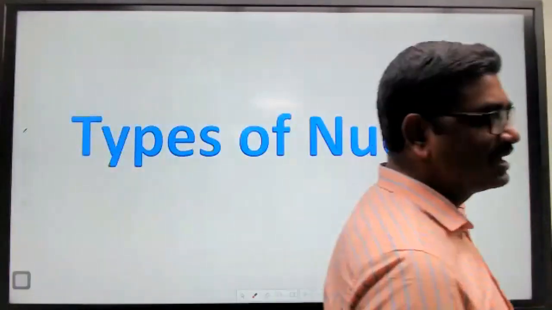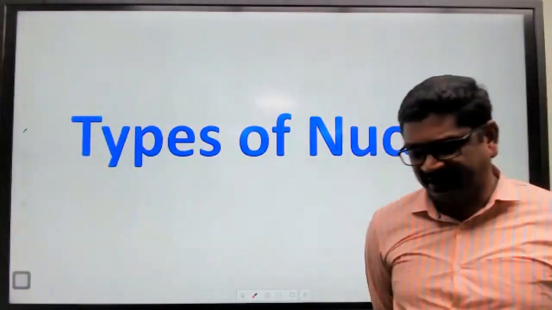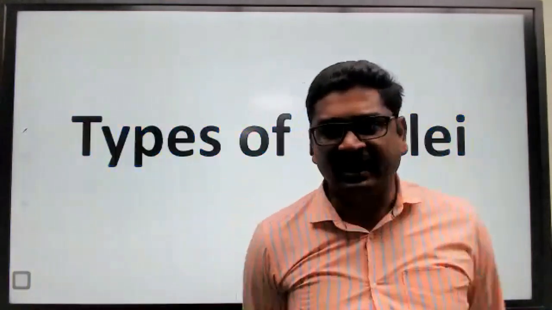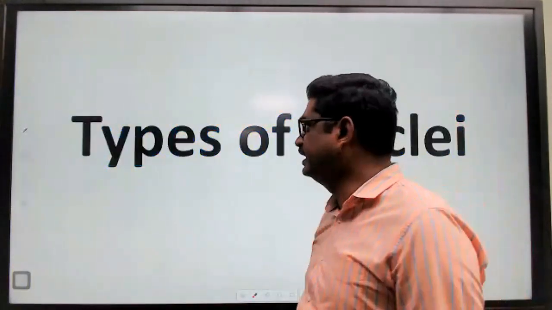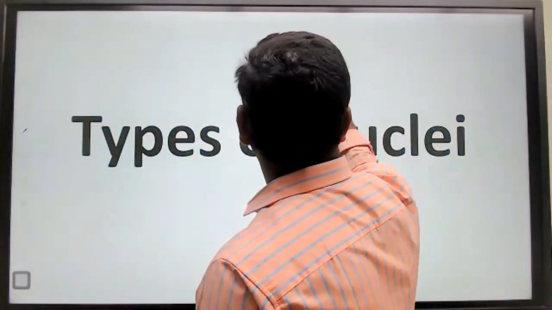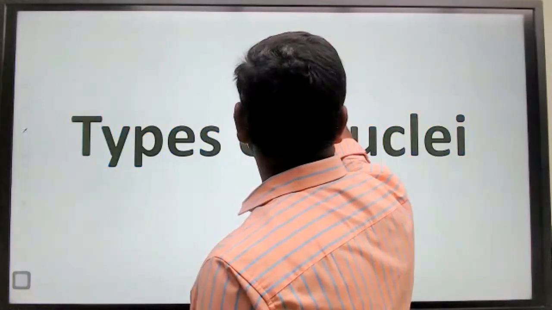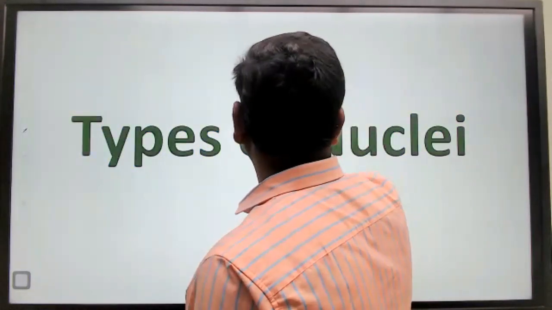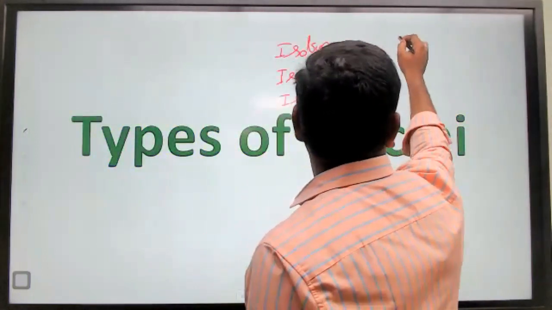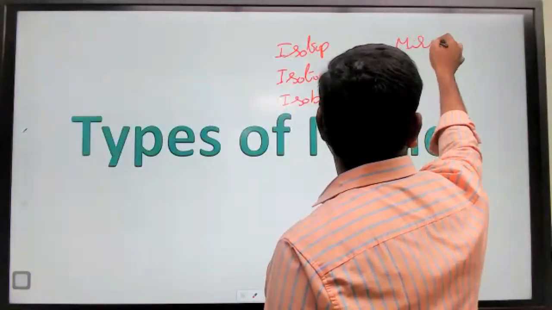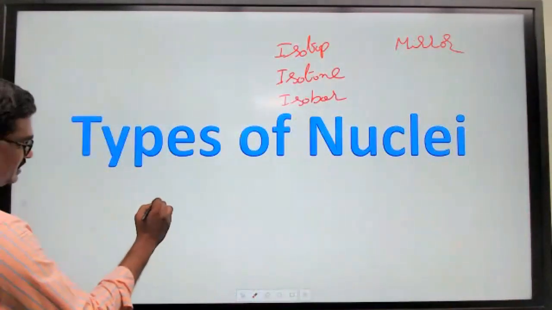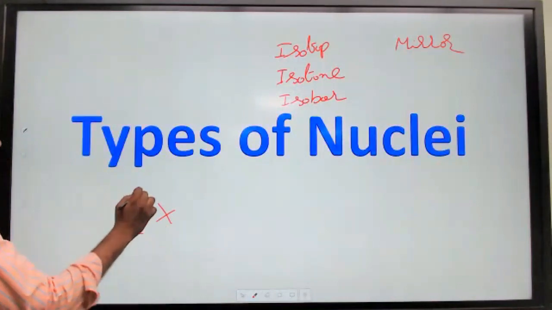What are the different types of nuclei? Nuclei can be divided into mainly four types. First one is isotopes. Next one, isotone. Next one, isobar. Next one, mirror nuclei. Here the general representation is X, Z, A.